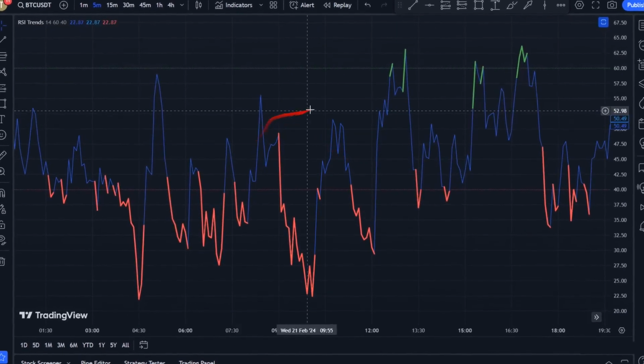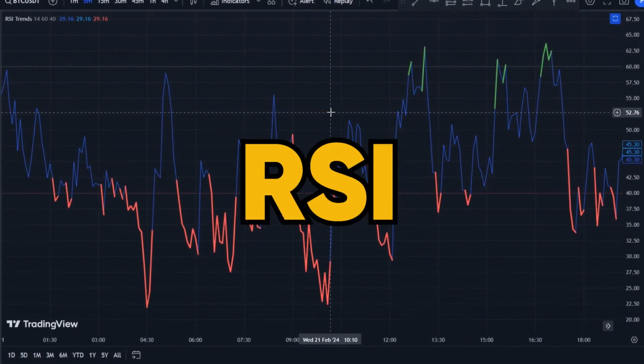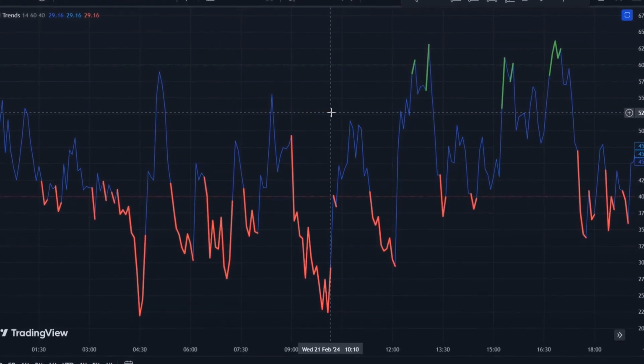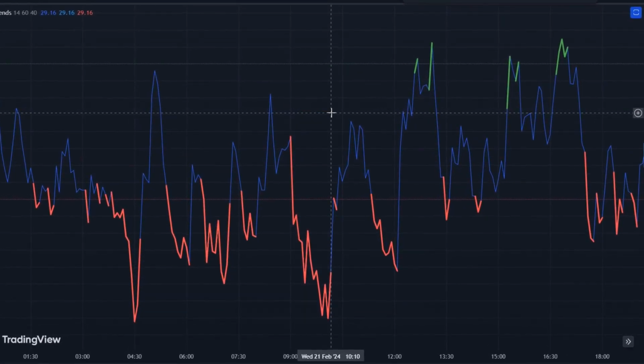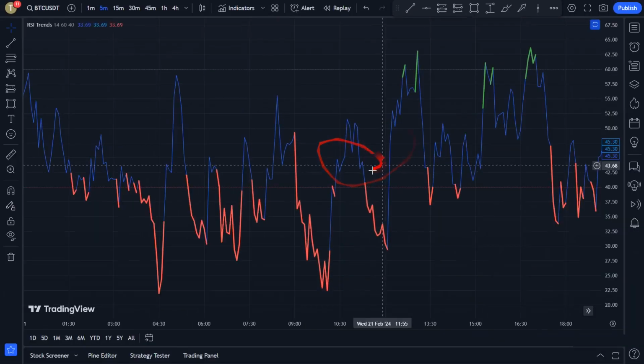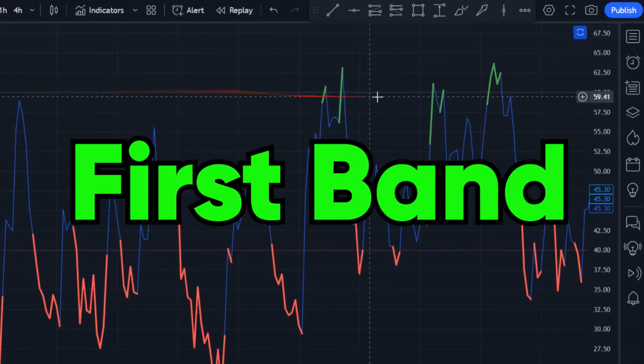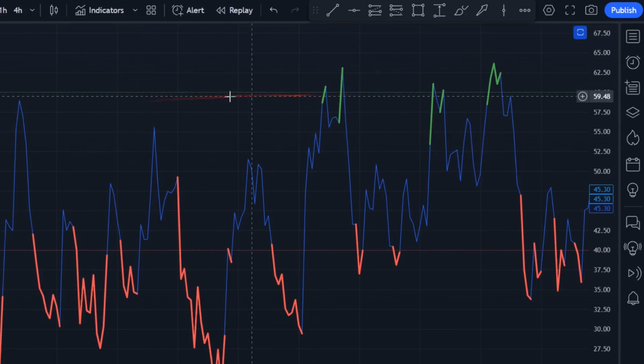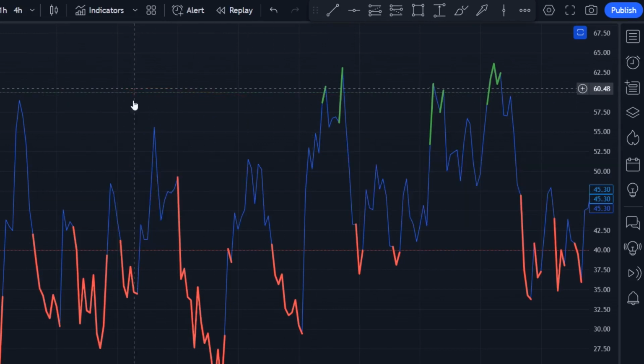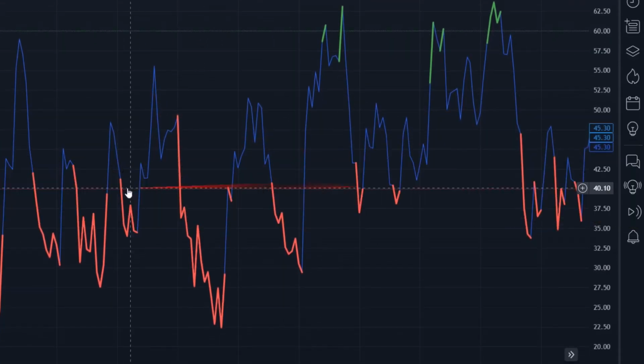Let's move on to understanding how the RSI trends indicator works. Listen carefully to the explanations in this section to fully understand all the details. This indicator has two bands. The first band is 60, we know it as upper band, and the second band is 40, which we consider as lower band.